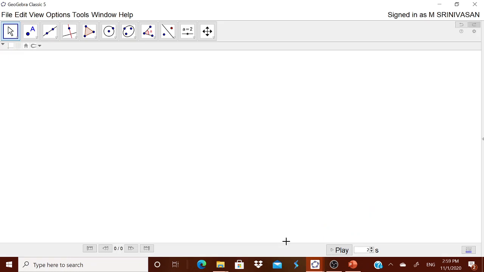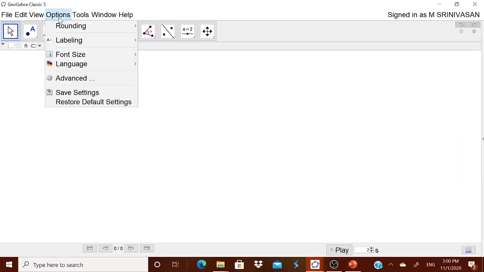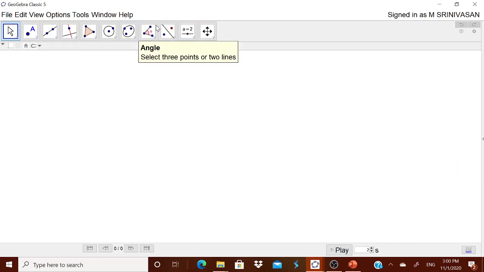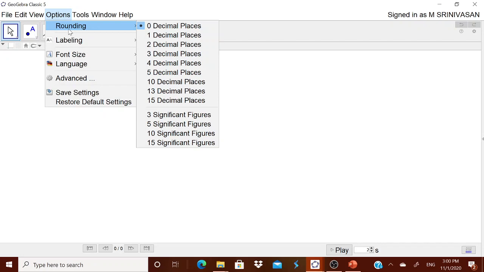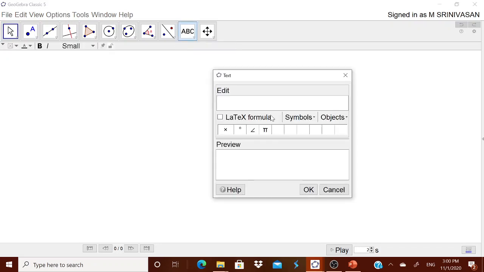For that, I have taken a GeoGebra Classic 5 worksheet with geometry view, and the option rounding off to maybe 0 decimal place, 2 decimal places, whatever it may be, and labeling of new points only, and the navigation bar I have activated. First, you type the title, properties of rhombus.